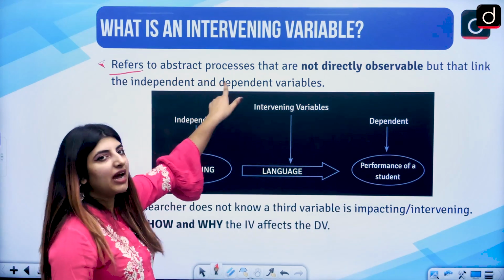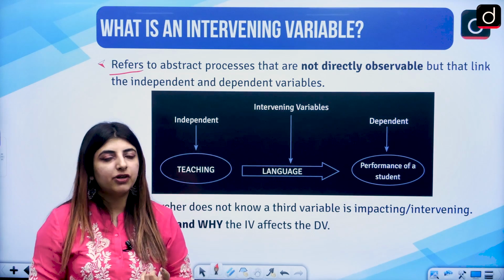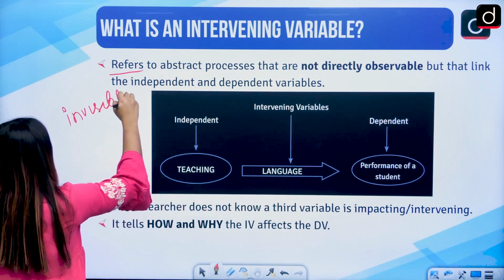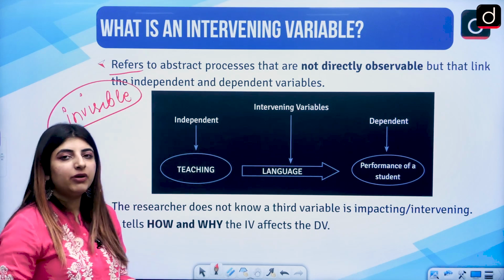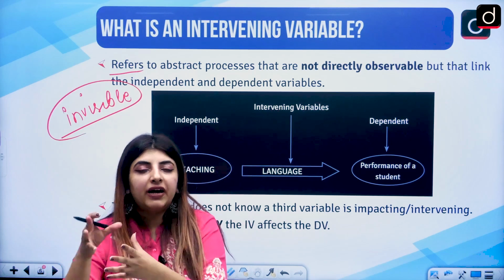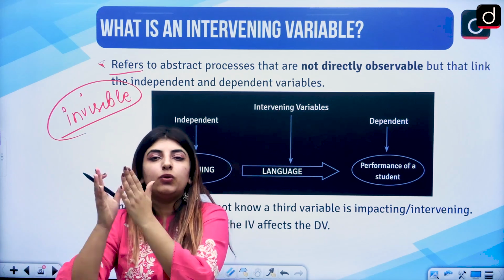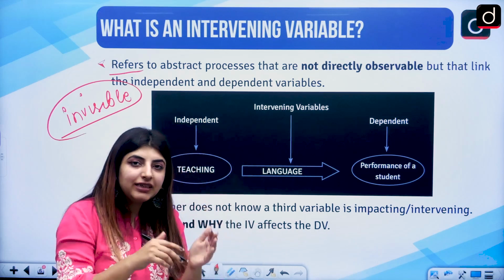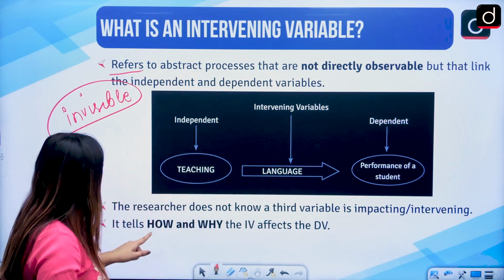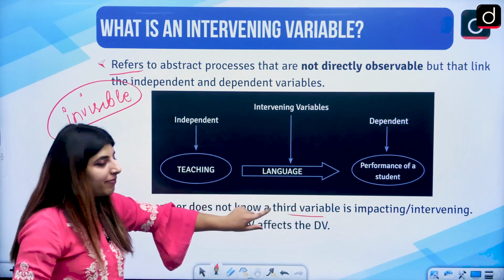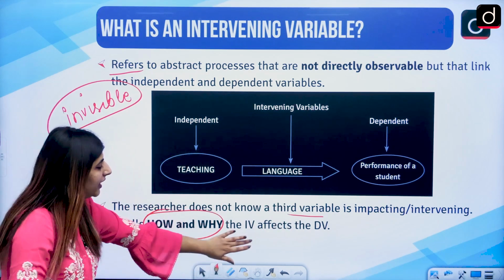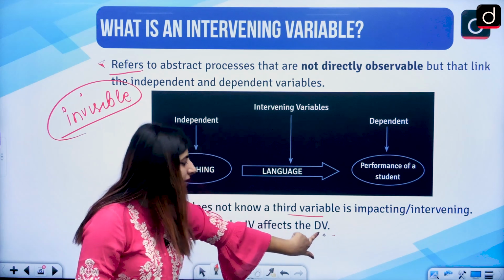It refers to abstract processes that are not directly observable. Of course, I told you that these intervening variables are most of the time invisible to the researcher, because they are intervening in the process of us getting to define the effect of the independent on the dependent. So these variables come in between, they intervene in the process. The researcher does not know a third variable is impacting or intervening, and it tells how and why the independent variable affects the dependent variable.